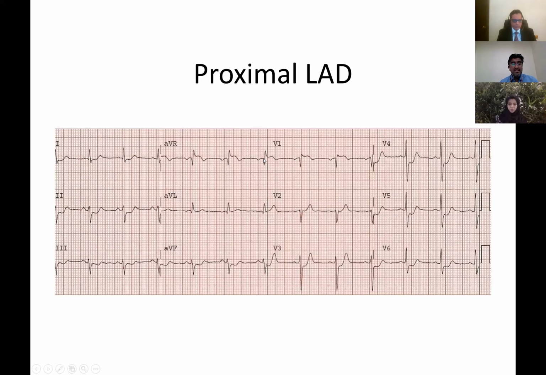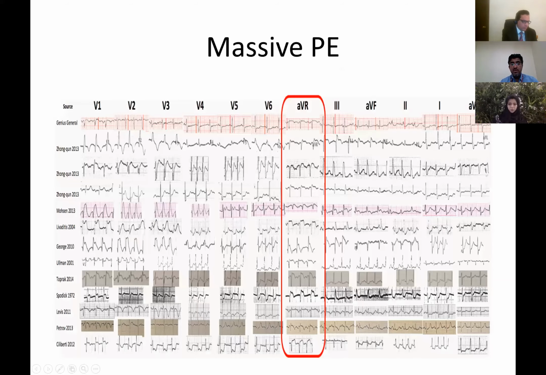And sometimes massive PE can present with ST segment elevation in aVR. Just imagine this patient with massive PE who has ST segment elevation in aVR. You call the cardiologist and convince him to take this patient to the cath lab, and his coronary arteries are going to be normal. Then they will take this patient back to the CCU where they can observe the patient, and he will have a sudden cardiac arrest because of the massive PE.